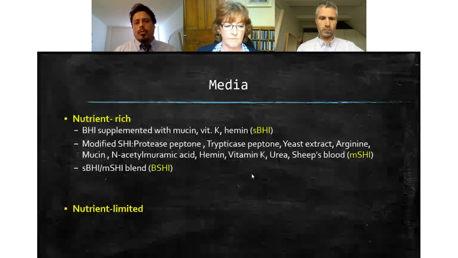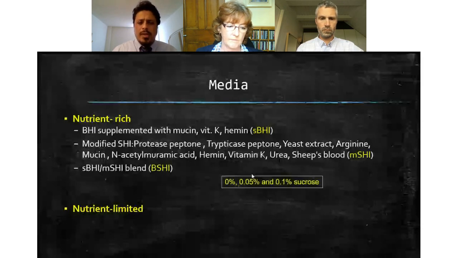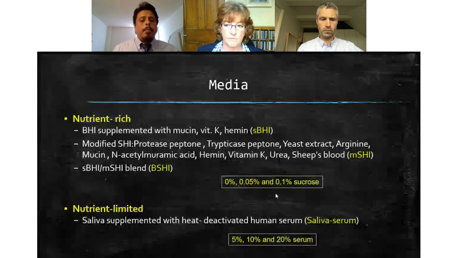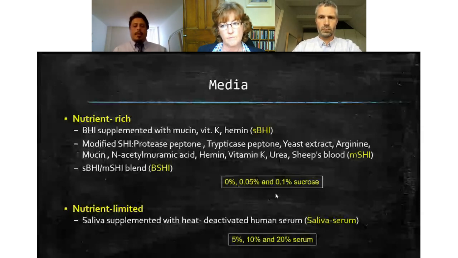And because sugar is also important for the growth of some of these oral species, we tested each of these media at different levels of sugar: 0%, 0.05, and 0.1. And then we compared this with saliva supplemented with heat-deactivated human serum. We are not the first group to try this, because basically for bacteria growing in the oral cavity, the primary source of nutrients comes from saliva, and from serum for bacteria in the subgingival part. And we tested different concentrations of serum: 5%, 10%, and 20%.